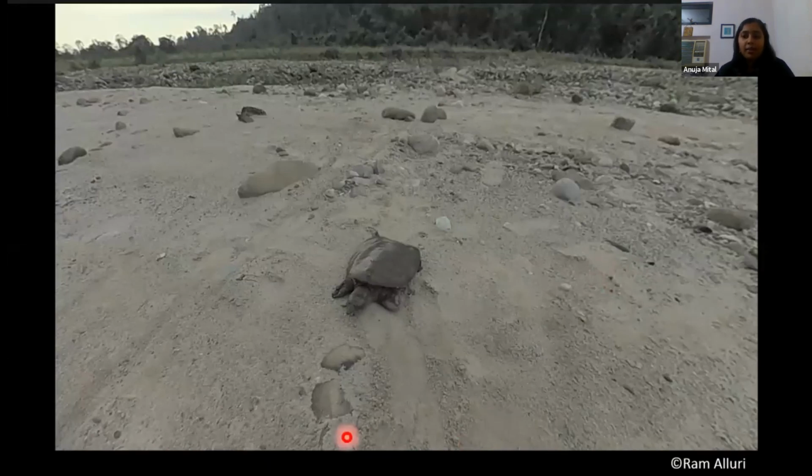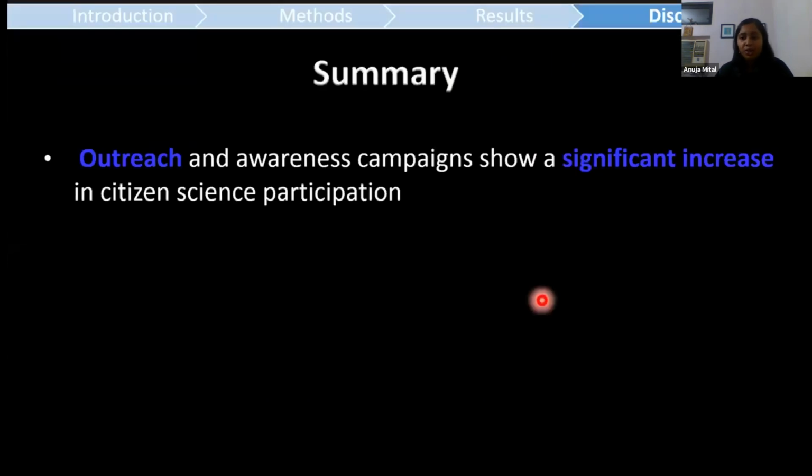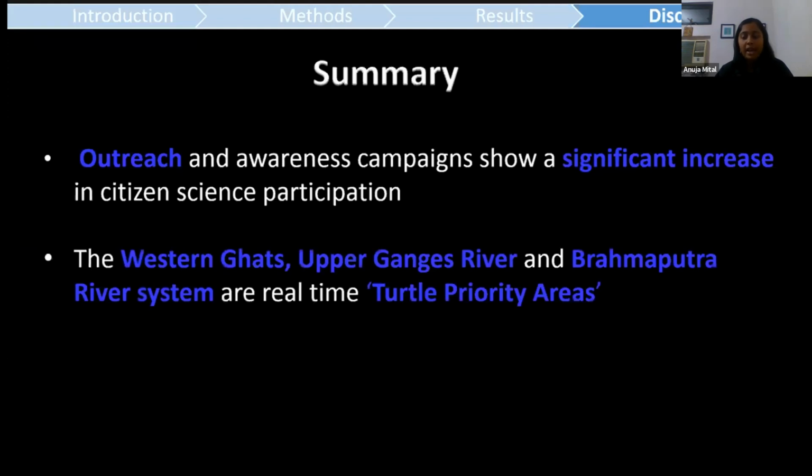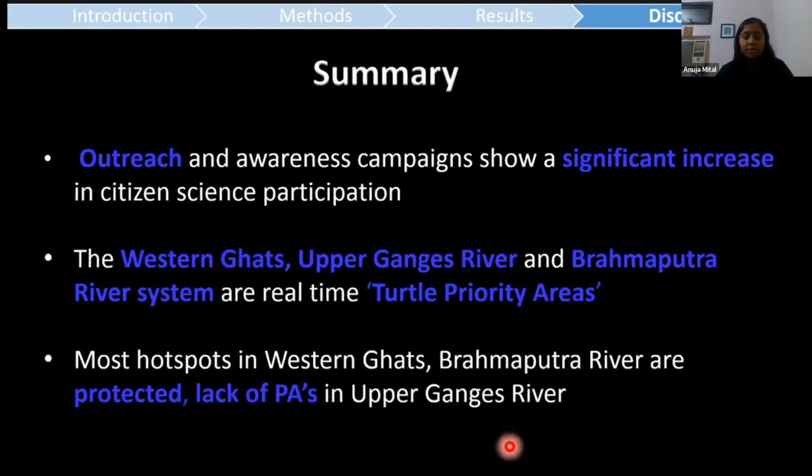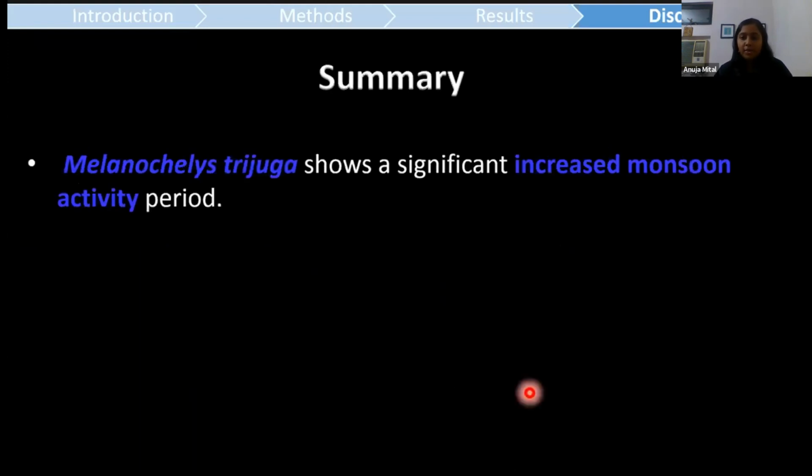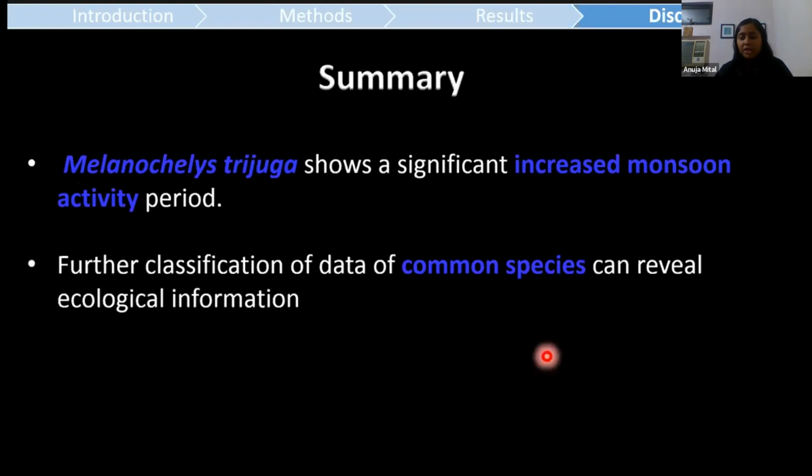So to quickly summarize, we know that our dedicated, unique social media presence is building our network of citizen scientists, so much so that other organizations in India are now waking up and following suit. So that's really great. The more data, the merrier, as long as it's open access. We also identified real-time turtle hotspots and have also identified regions that are not in protected areas. So for a start, the temporal distribution of a widespread species showed increased monsoon activity, and this can be replicated for other species. This can then reveal more life history information, subspecies, geographical limits, etc.